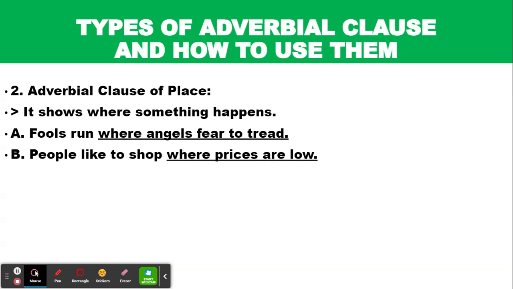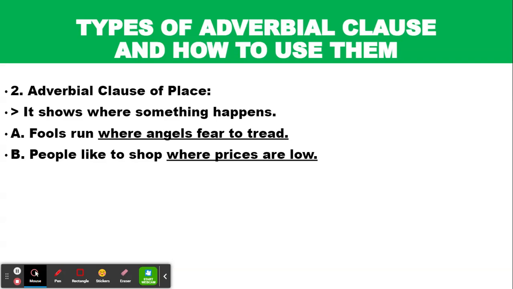Example A, fools run where angels fear to tread. So, where angels fear to tread. Okay, we can replace it with any other adverb of place, any other element that has to do with adverb of place. We can say fools run on the field. Okay, so the idea is to express place or location.